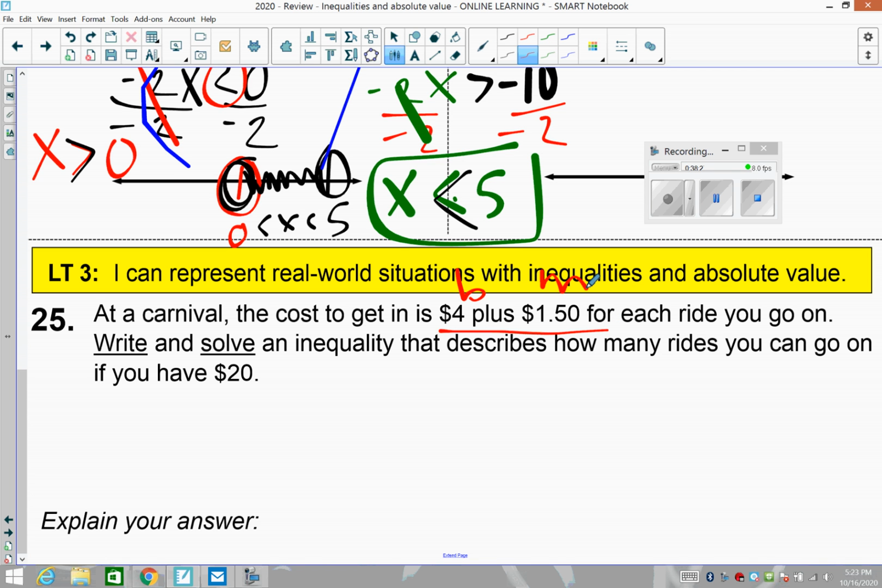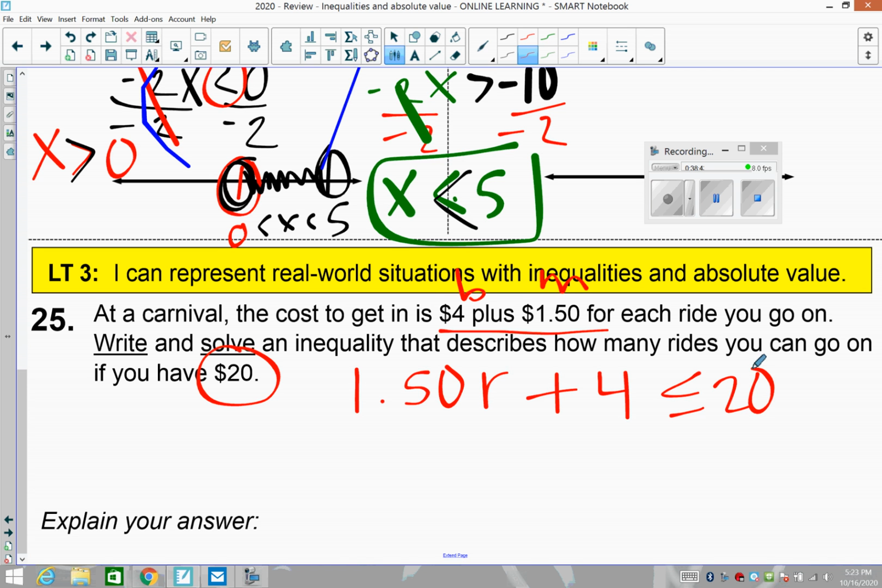Write and solve an inequality that describes how many times you can go on the rides if you have a $20 bill. So $1.50 for each ride, I'll use R for the number of rides, plus $4 to get in, and you have less than or equal to $20. So that would be the inequality setup. You can't spend $21, so it has to be less than or equal to, but you can spend the entire $20 bill that you have.